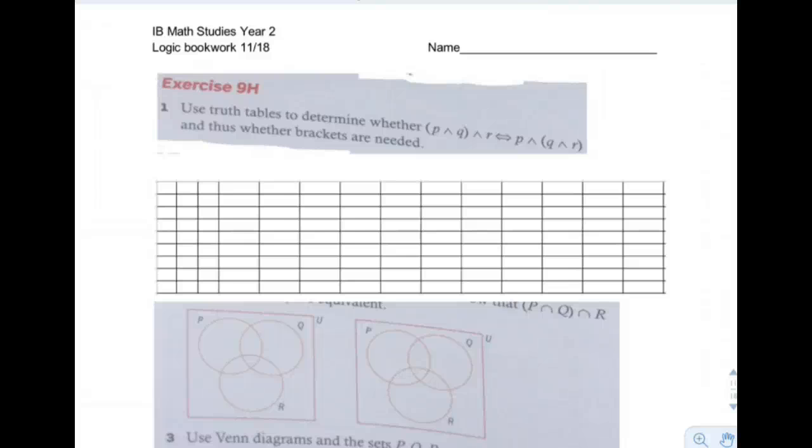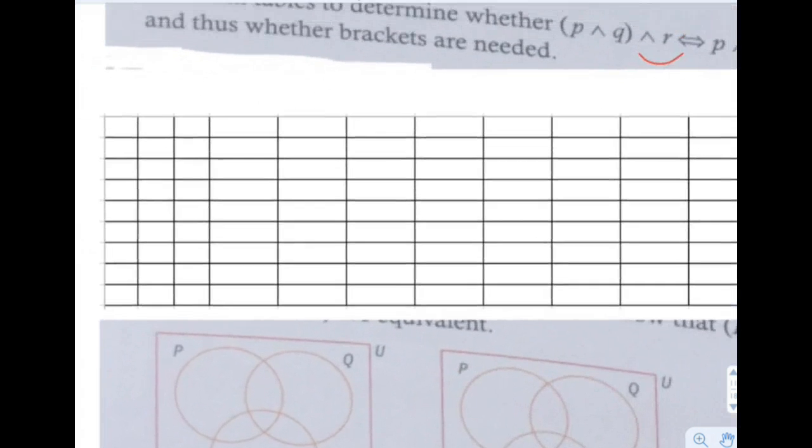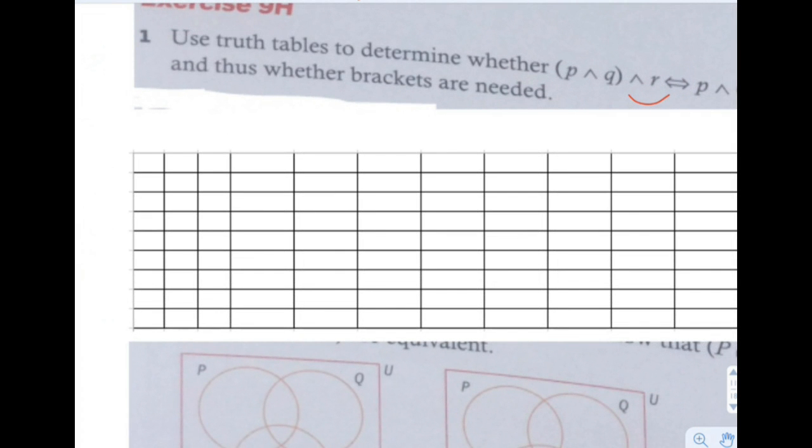Okay, so now we're doing page 11-12 of logic. Use truth tables to determine whether P and Q and R is equivalent to P and Q and R. So the first thing we're going to do is make three columns with our inputs, P, Q, and R. And the important thing is that we have every single combination shown here.